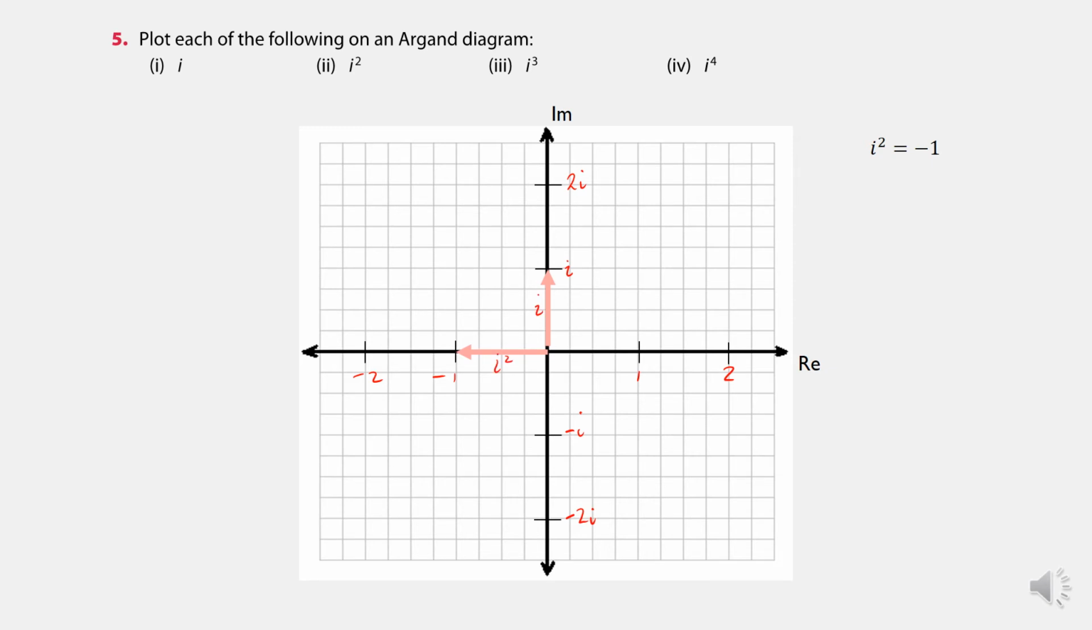Now multiply i squared by an additional i, and we get i cubed. So I get minus i, which is straight down, that's i cubed. And multiplying i cubed by an additional i, I get minus i squared, which is minus minus 1, which of course is plus 1. So i to the power of 4 is plus 1. So we see we get this rotation of the arrow by 90 degrees every time with each additional i.